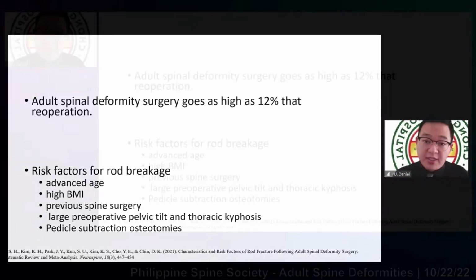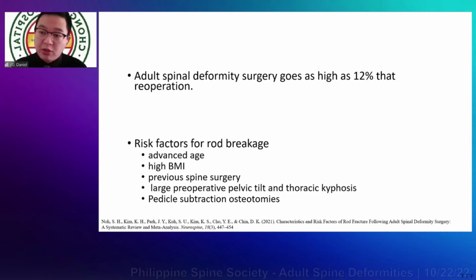Adult spinal deformity surgery has a revision rate as high as 12%, and among the common causes are rod breakage and pseudoarthrosis. Risk factors for rod breakage include advanced age, high BMI, previous spine surgery, large pelvic tilt and thoracic kyphosis preoperatively, and pedicle subtraction osteotomies.